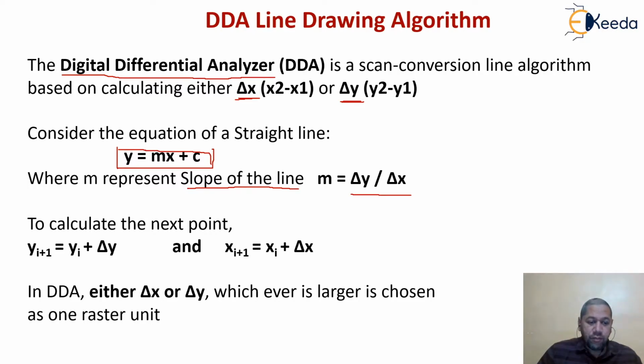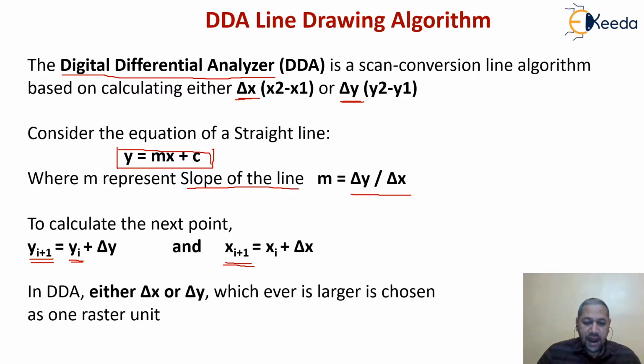Suppose my current point is y of i. To get the next point, I consider y of i plus 1, which is my next point. So y of i plus 1 is equal to y of i plus delta y. I just have to add delta y to the current y value and I will get the next point. Similarly in the x direction, x of i plus 1 is x of i plus delta x. x of i is my current point, and I just have to add delta x to it.